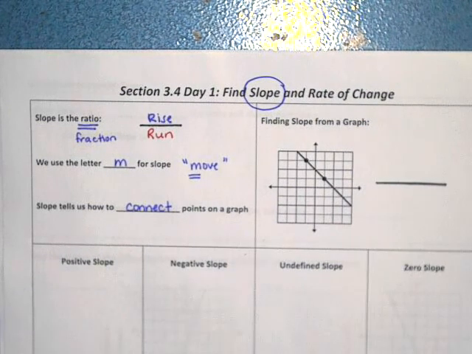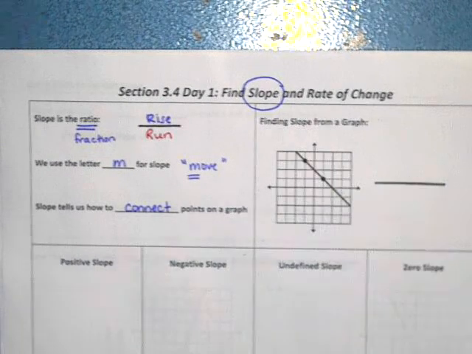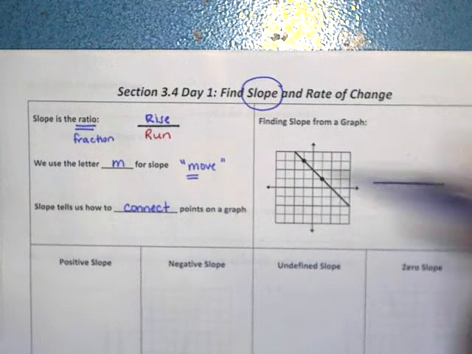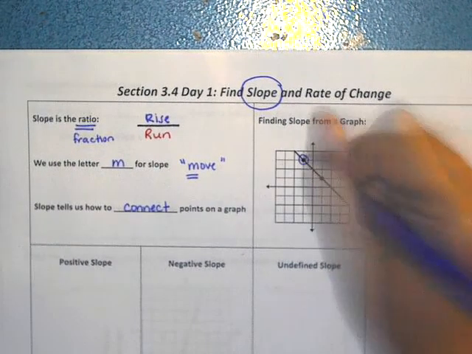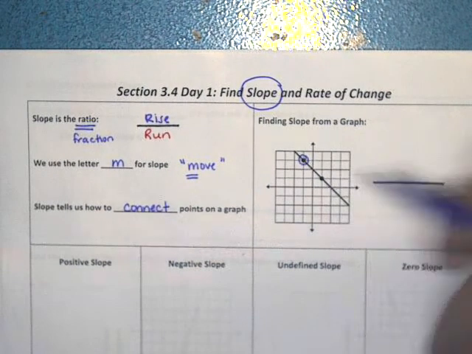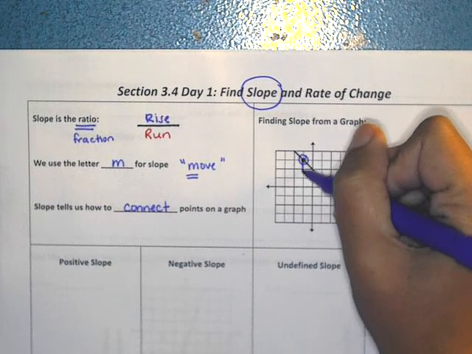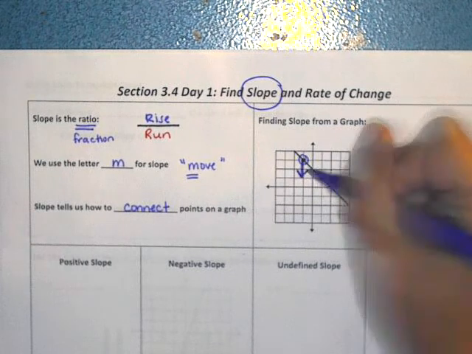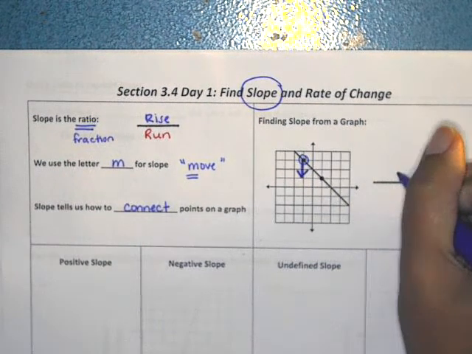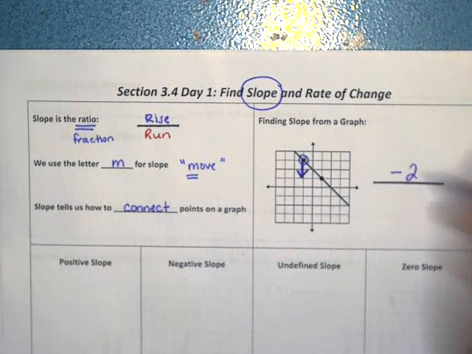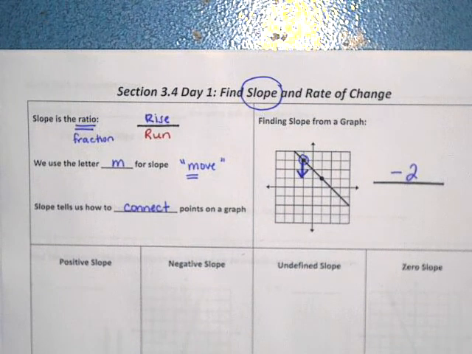The top number of the fraction is what's called the rise. Rise means pick either one of these points. I'm going to choose to start here. To get to the other points, I need to go down 2 spaces. So I would write -2 as my rise because I went down 2 spaces.